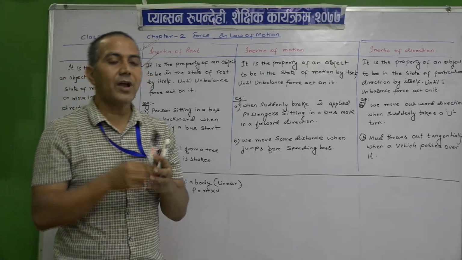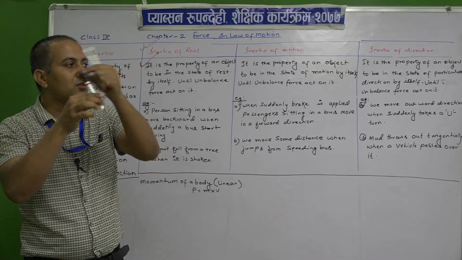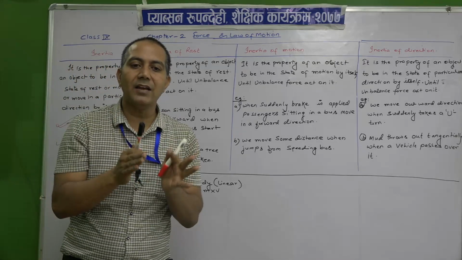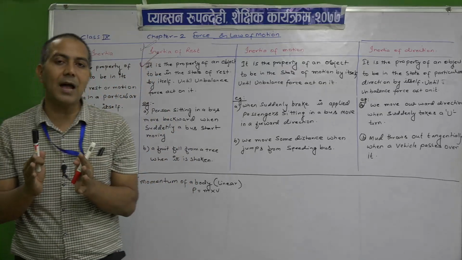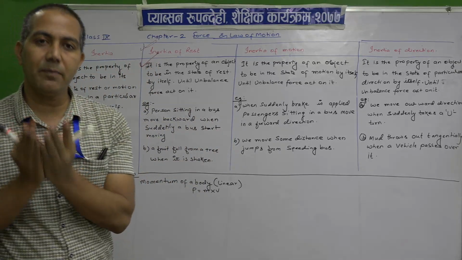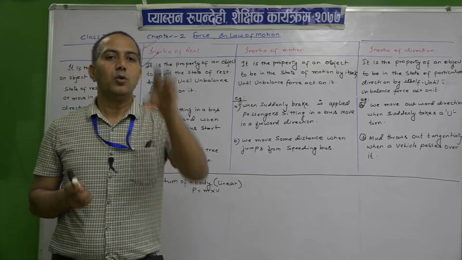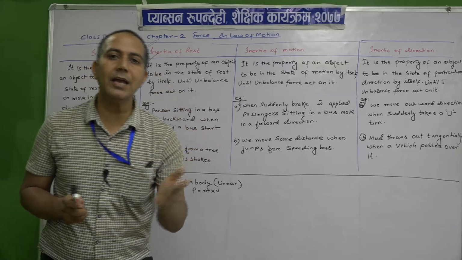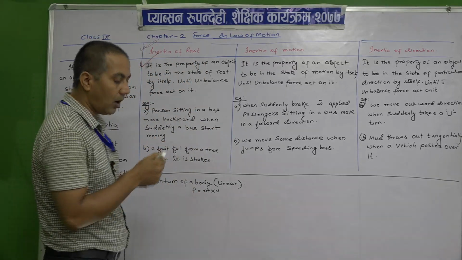The fruits try to be in the state of rest, whereas the branch will shake. It means it will come into motion, and due to unbalanced force, it will fall down. So, I think by giving these three examples, it is clear to you what inertia of rest is. Once again, I will say it is the property of the object to be in the state of rest until and unless an unbalanced external force is applied on it.